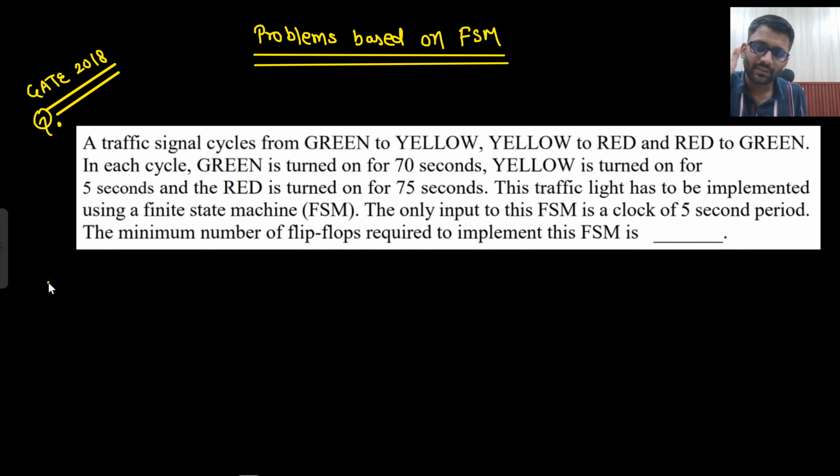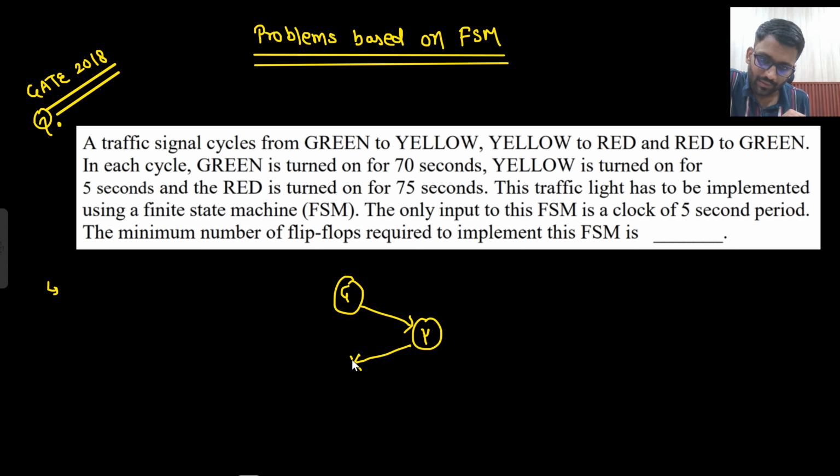In this problem, they are saying a traffic signal cycles from green to yellow, yellow to red, and red to green. In each cycle, green is there for 70 seconds, yellow is there for 5 seconds, and red is there for 75 seconds. So you are going from green to yellow, yellow to red, and then red to green. This is how you are going. But this is there for 70 seconds, this is there for 5 seconds, and this is there for 75 seconds.